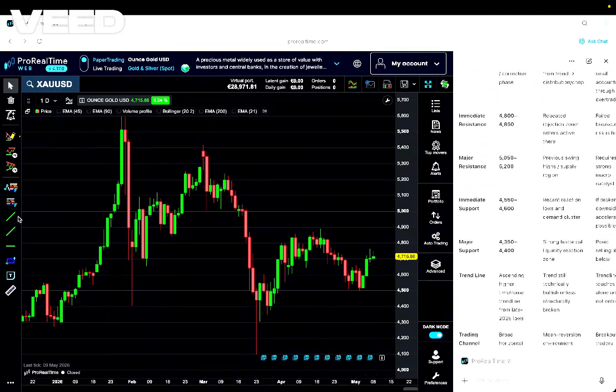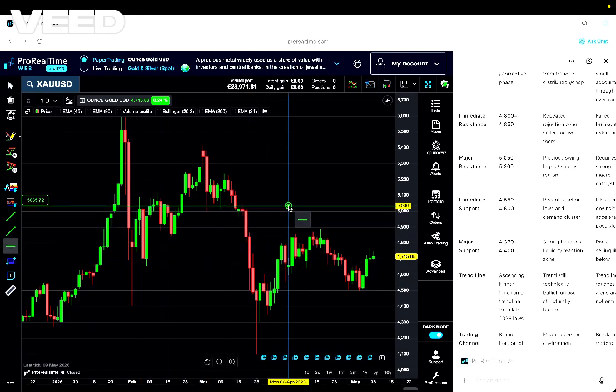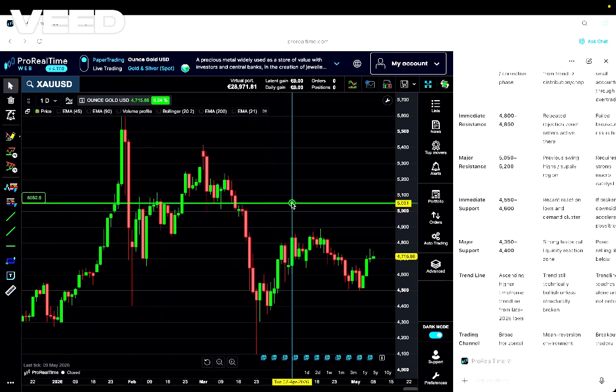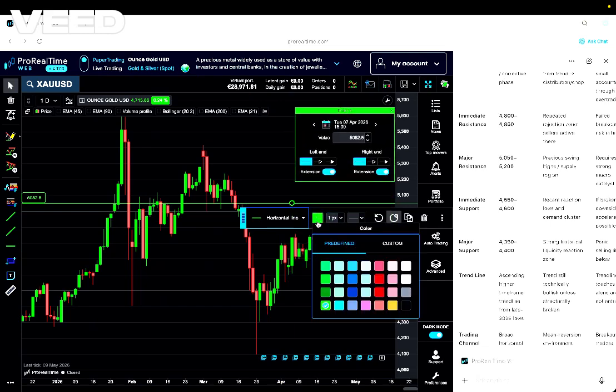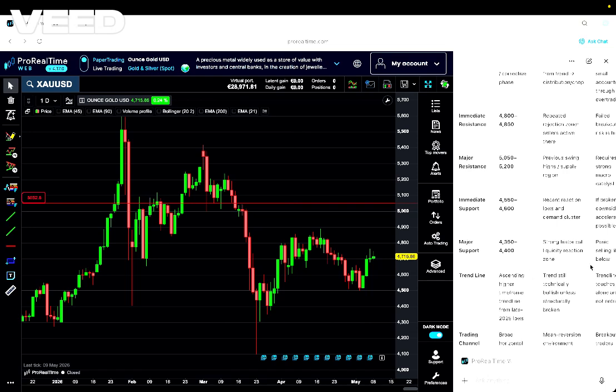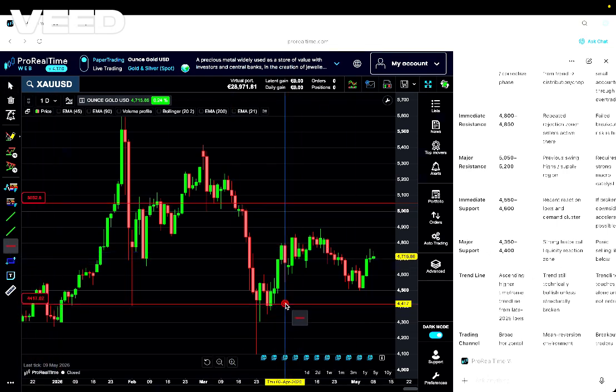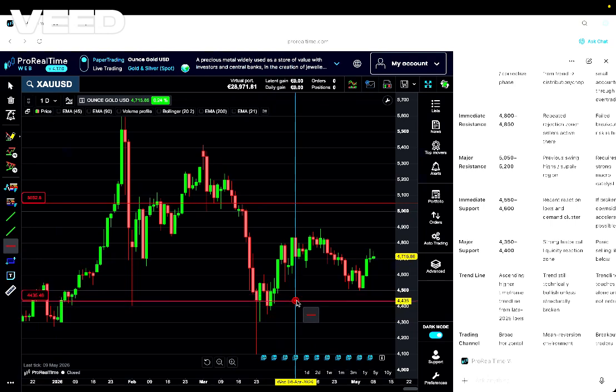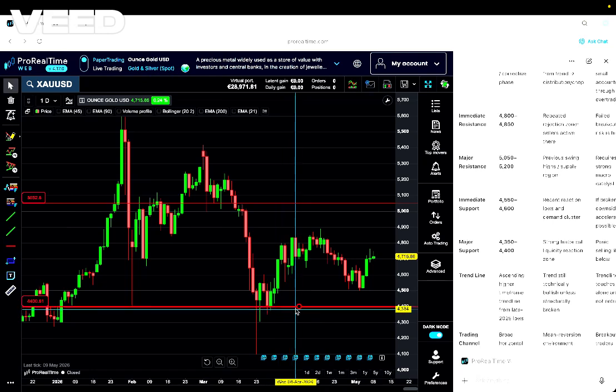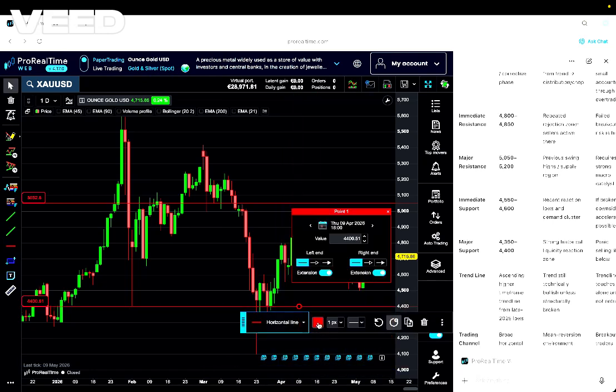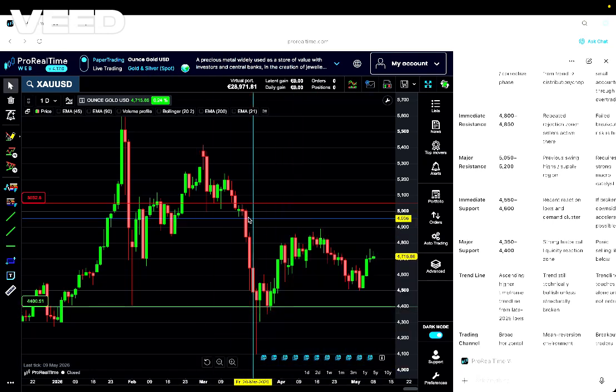So the major resistance is at 5,050 or around 5,000. So this is a major resistance. And then what is the major support? It is at 4,350, so around 4,400. So there you go. The major trading channel has been formed.